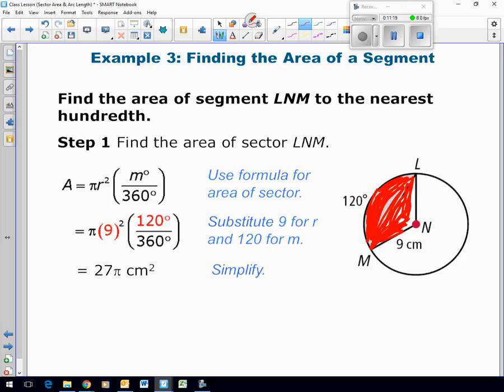Mr. Kennedy. How do we find the area of a sector? Why don't you look at your notes?